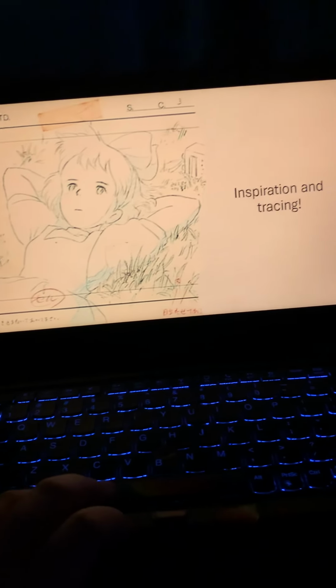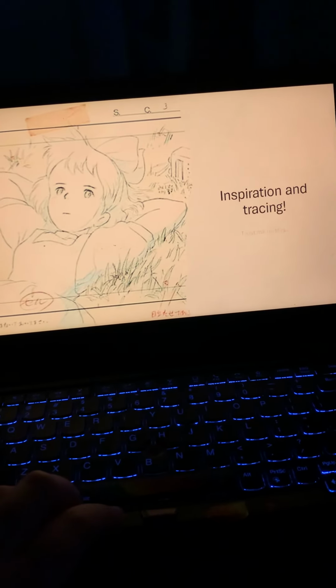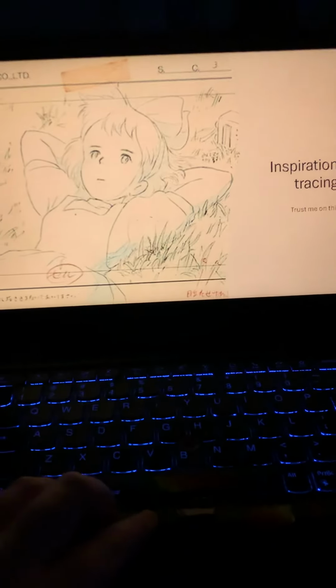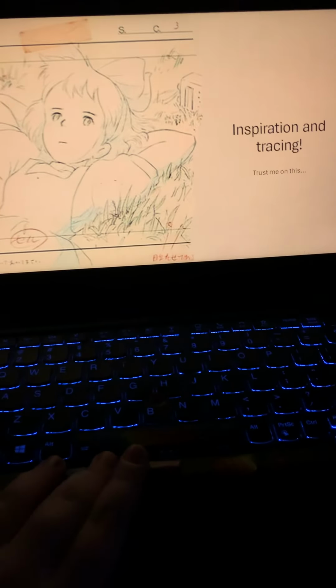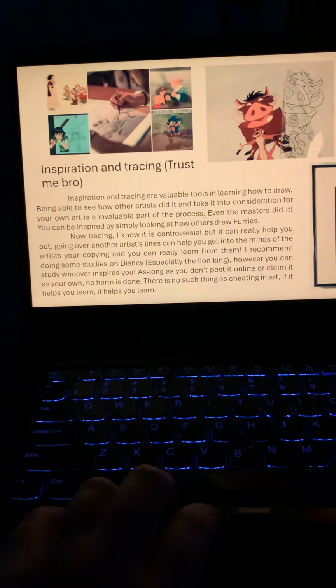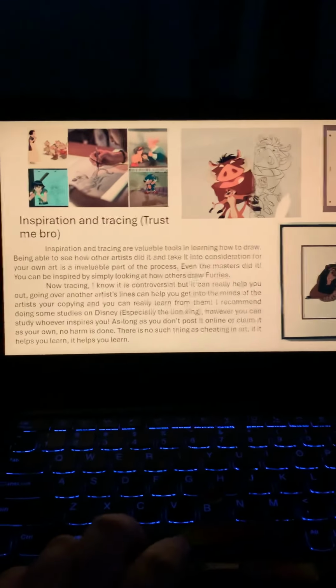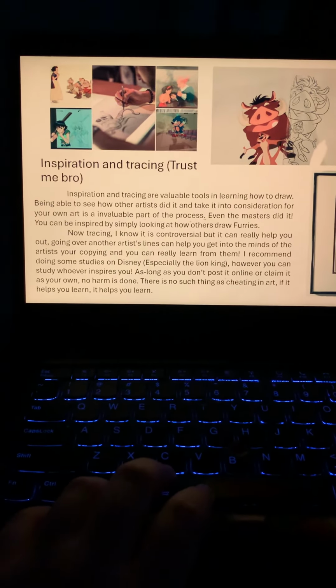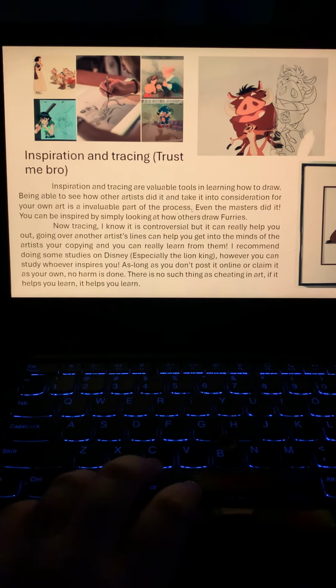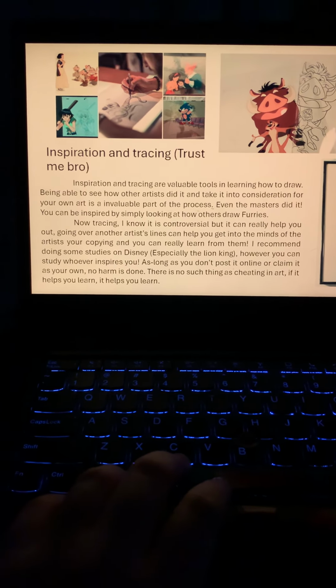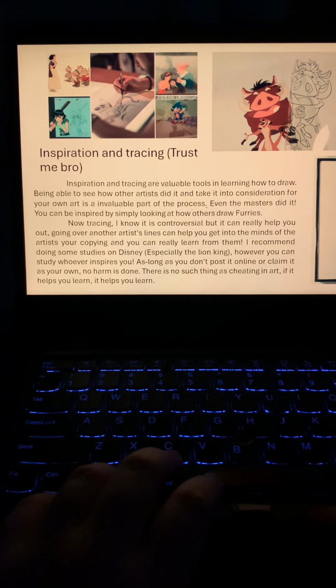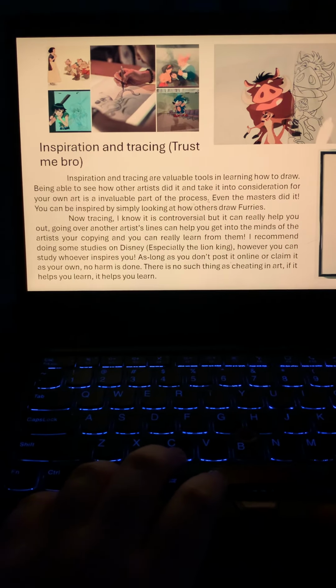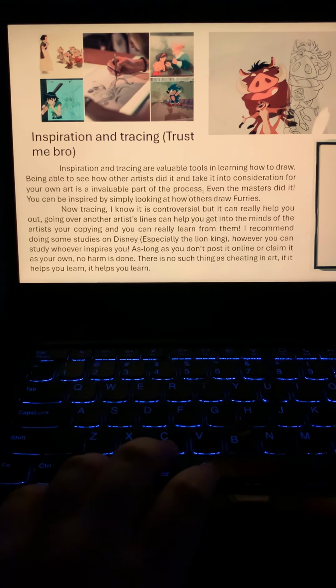Inspiration and tracing. Trust me on this, okay? Inspiration and tracing are valuable tools in learning how to draw. Being able to see how other artists did it and take it into consideration for your own art is an invaluable part of the process.